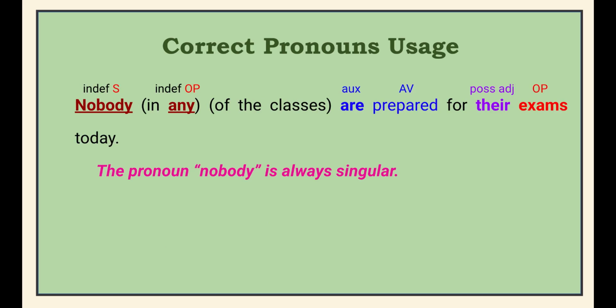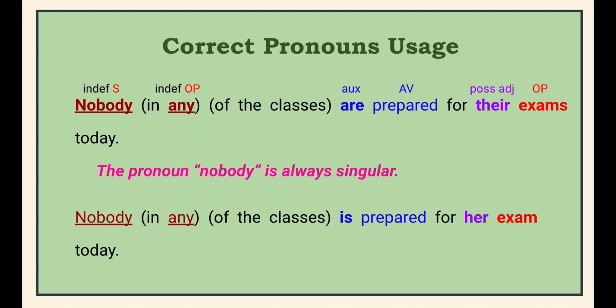Nobody in any of the classes are prepared for their exams today. Now you know from your notes that the pronoun nobody is always singular. So we need to change the rest of the sentence so everything agrees. I've corrected the sentence to make everything singular. Nobody in any of the classes is prepared for her exam today.